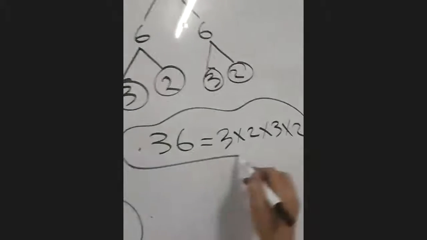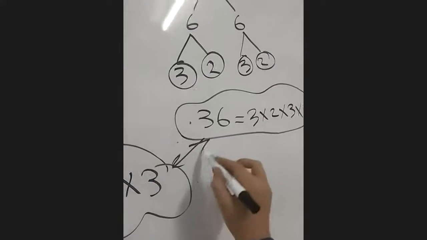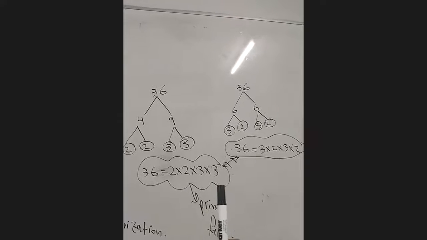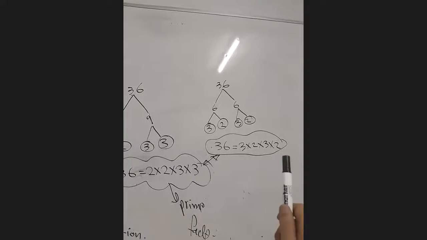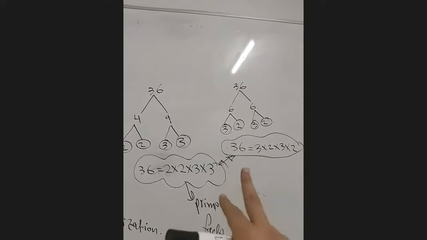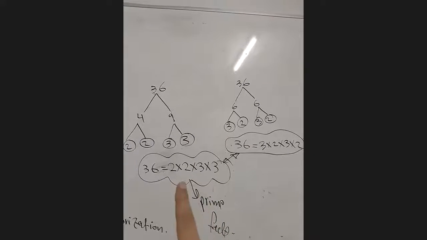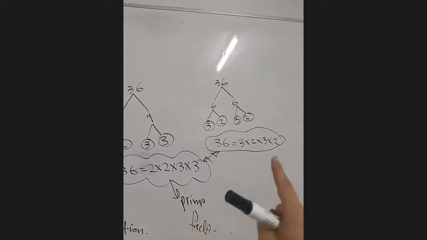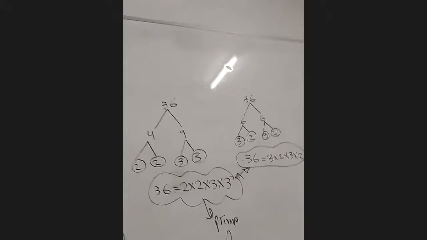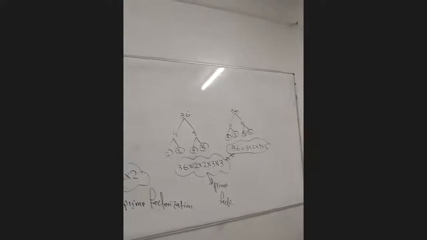Look here and look here. Here we have 2 times 2 times 3 times 3. And 3 times 2 times 3 times 2. They are the same. Why? Because in the multiplication we can switch. So here we have 2 2s and 2 3s. And here also we have 2 2s and 2 3s. So they are the same. This is what we call it, guys, prime factorization.